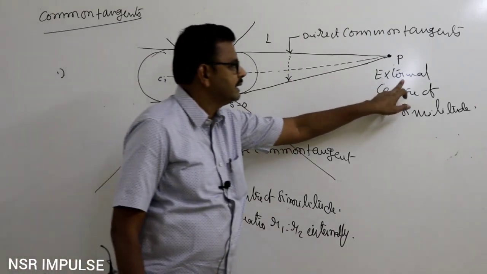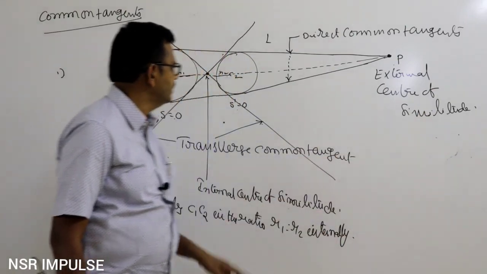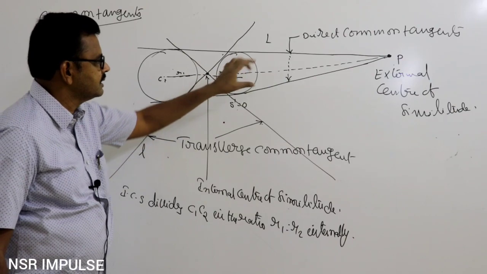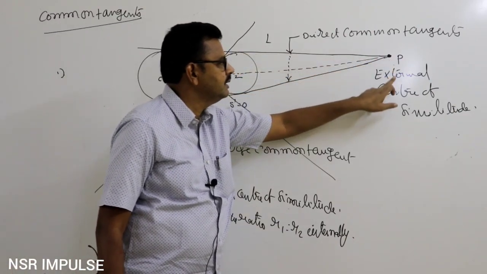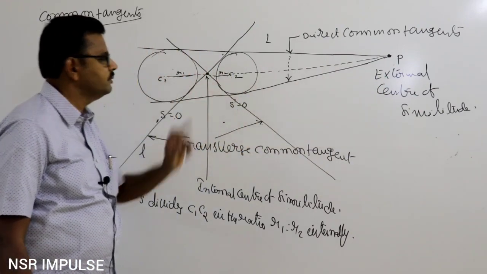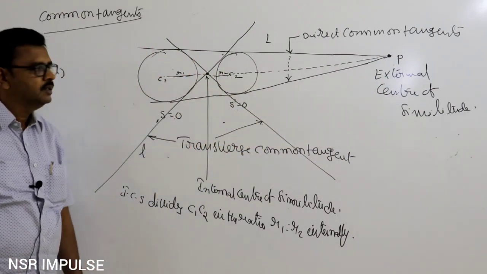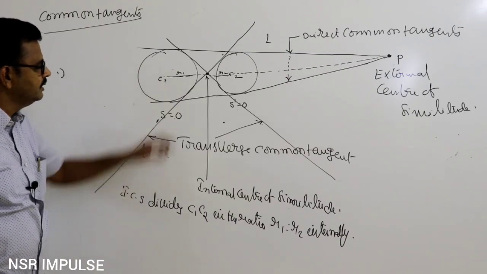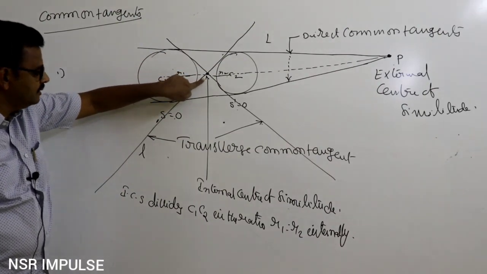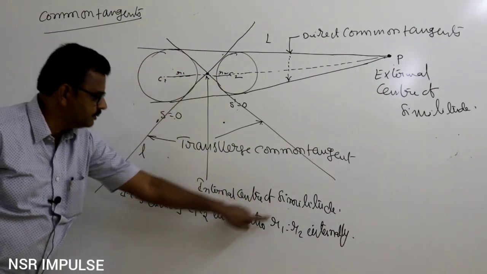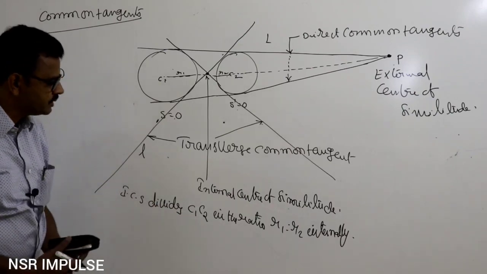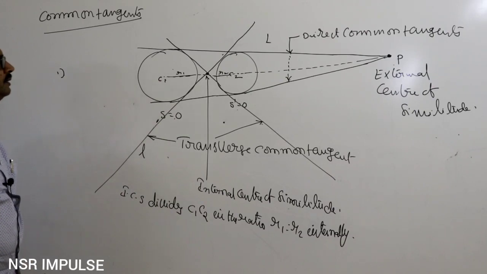So this is called the external center of similitude, and this is called the internal center of similitude. The point of intersection of direct common tangents is called the external center of similitude. This divides C1 and C2 in the ratio R1 is to R2 externally, and the point of intersection of transverse common tangents is called the internal center of similitude, and this divides C1 C2 in the ratio R1 is to R2 internally.